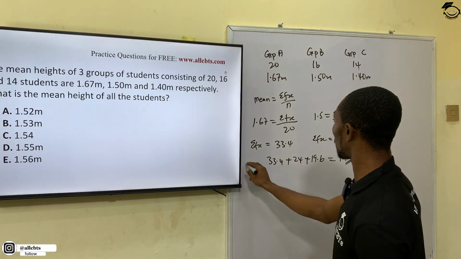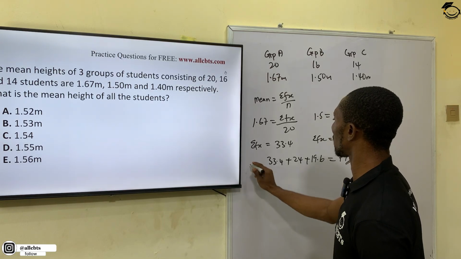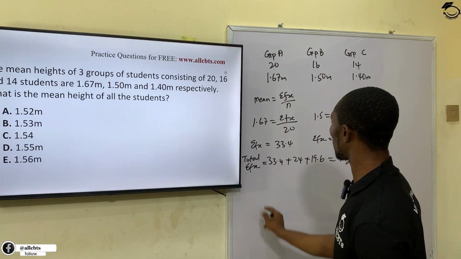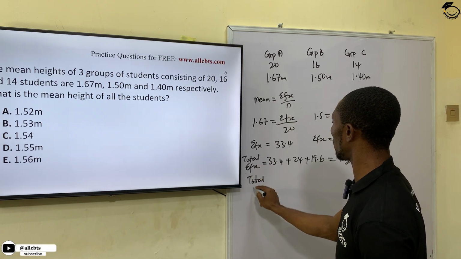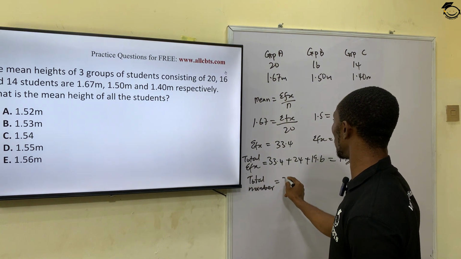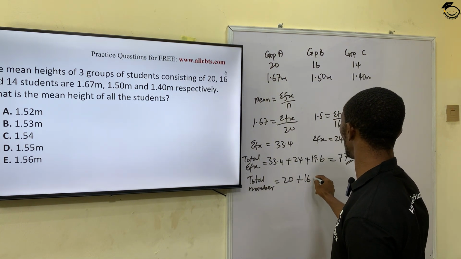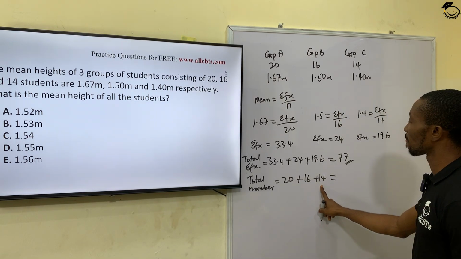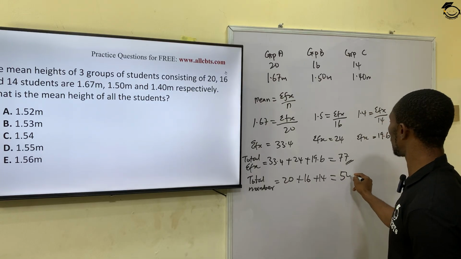Now, the total summation for all the heights of all the students will be 77. Now, this is for the ΣfX, total ΣfX. Let's call this total ΣfX. All right, so the total number of students would be 20 plus 16 plus 14. All right, this will be 30. 30 plus 20 will give us 50.